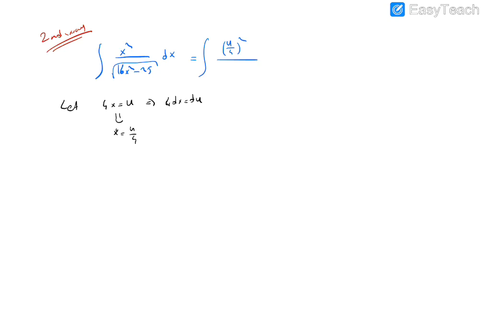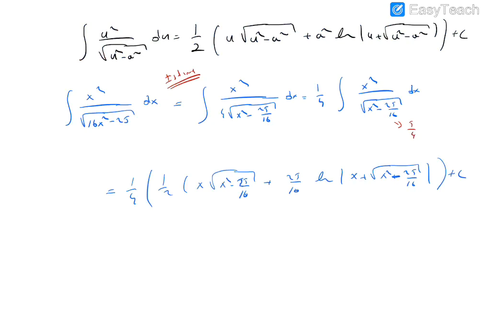u over 4 square over, this is u square minus 25. And dx is from here, dx is 1 over 4 du, okay? So 1 over 4 du. So now from here we obtained that integral. 4 square is 16 times 1 over 4 is 1 over 64. Yes. So 1 over 64 integral u square over square root u square minus 25 du. Now you can use the formula, given formula, this formula here.